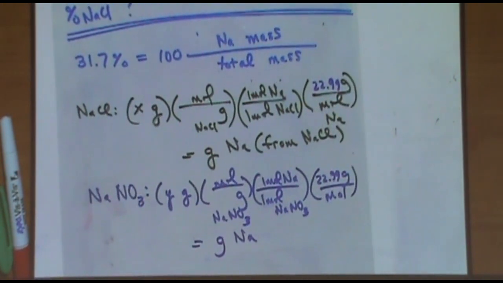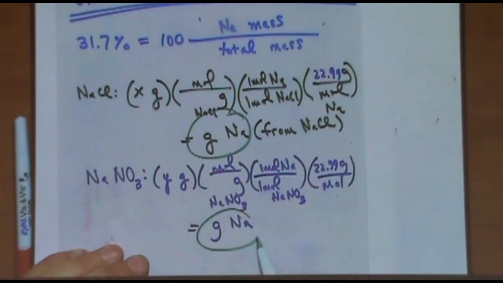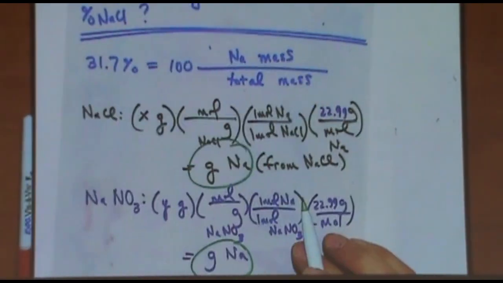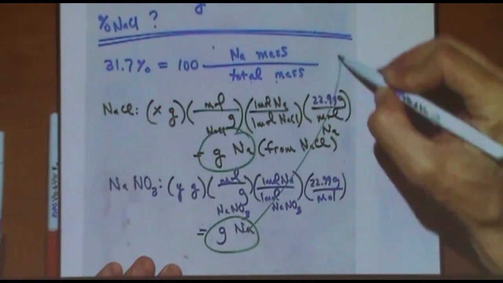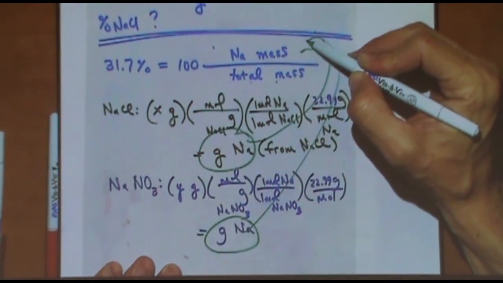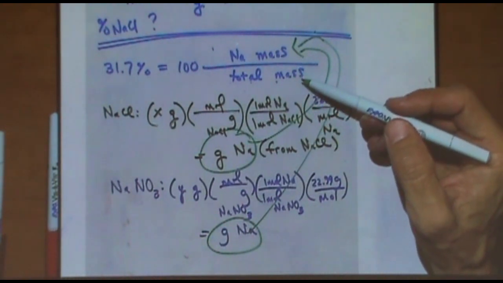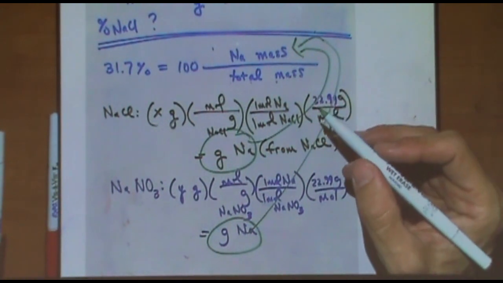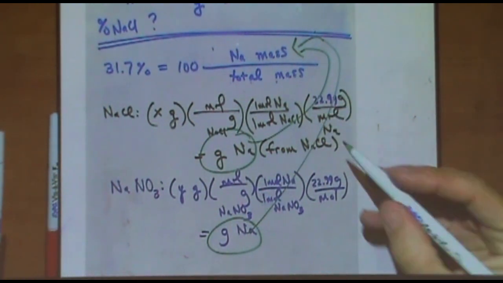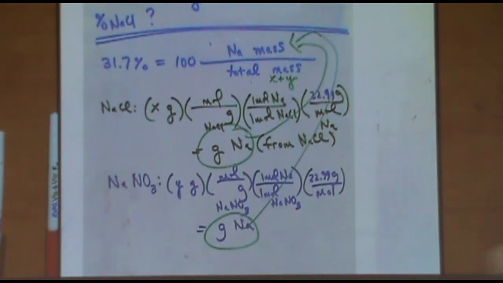Is that all right? Okay, now I'm going to do some fancy pen color stuff. This and this, where am I going to put those things? Numerator or denominator? I'd put them up here. I'd add them up and put them up there. That's the total mass of the sodium you got. What am I going to put on the bottom? X plus Y, right? The total mass of everything. So far, so good?